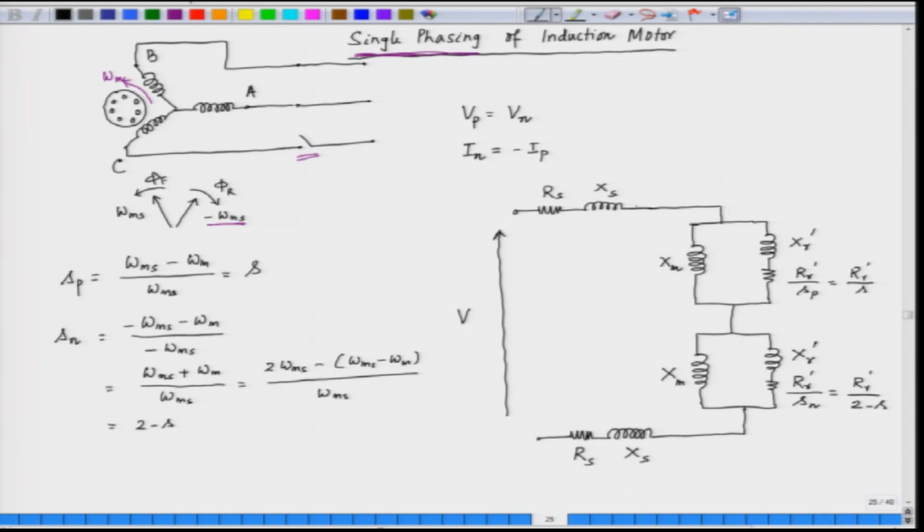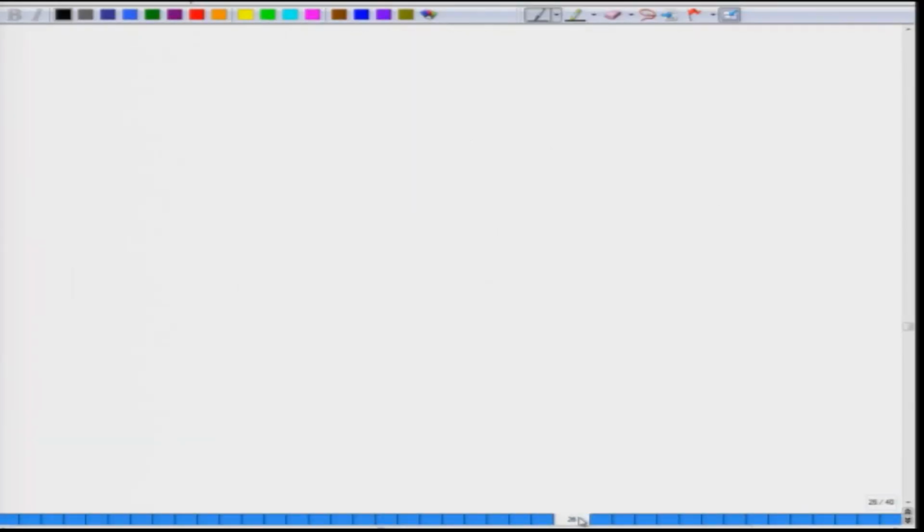We have the positive sequence current Ip and the negative sequence current In. They are equal and opposite, because we have single phased one of the phases. So, this becomes a single phase induction motor. What about the torque speed characteristic? Now, we will see what happens to the torque speed characteristic.